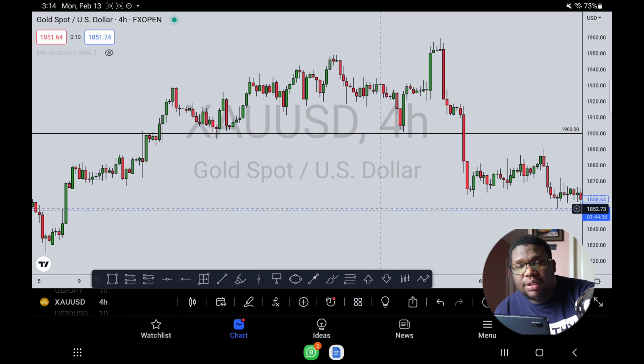And a lot of people put pending orders at these areas. So because of that, you find that a lot of volume is packed there. And because a lot of volume is packed there, these areas are very, very much effective. So let us continue now.